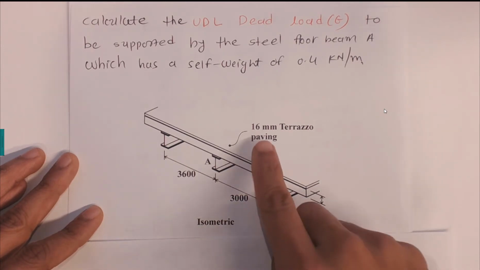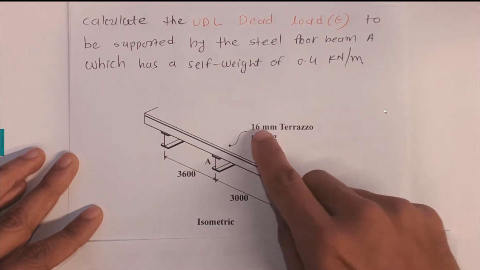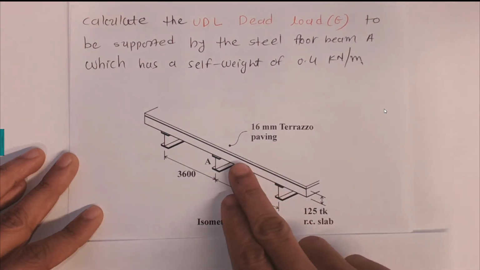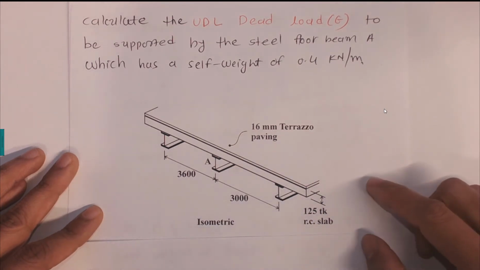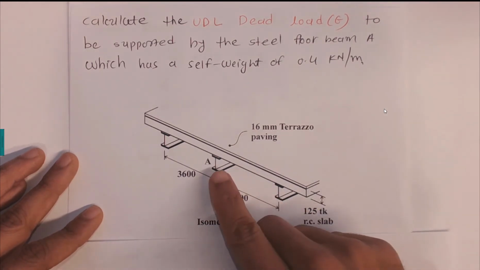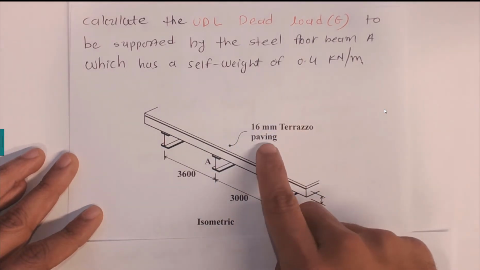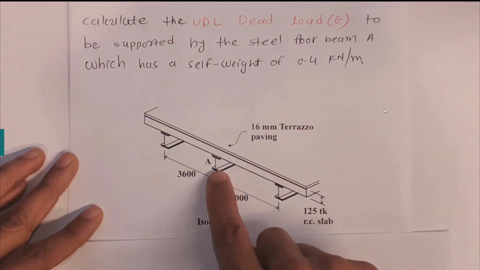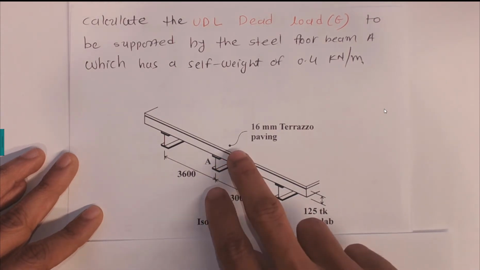millimeter thick, and it has a terrazzo paving which is 16 millimeters thick. It's just a kind of tiles that we use to cover the slab. Now what we need to do is find how much uniformly distributed load is applied due to this paving, due to this slab, and due to this steel beam. So we are dividing this portion into three.